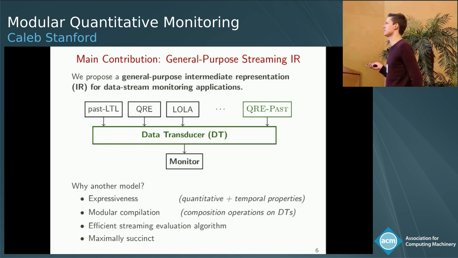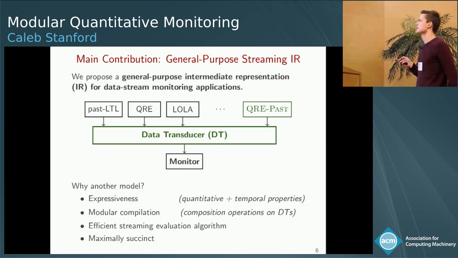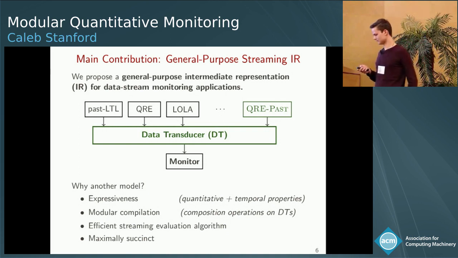So what's the advantage of this? Why are we proposing another model when there are a lot of models already? Well, the main reasons are the four here. Compared to the existing languages and existing models, we have greater expressiveness. We enable modular compilation. We have an efficient streaming evaluation algorithm for data transducers, which basically implies a guaranteed cost on the compiled code. And finally, we've proven that our model is maximally succinct in a certain sense. But concretely, what it means is that the cost of evaluation, because of this efficient streaming evaluation, is known statically, and it's very efficient.